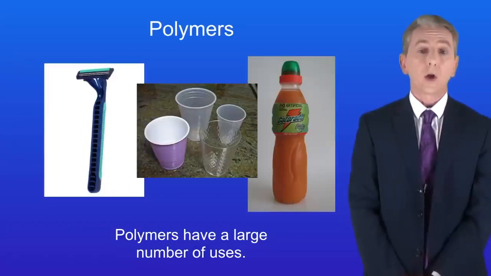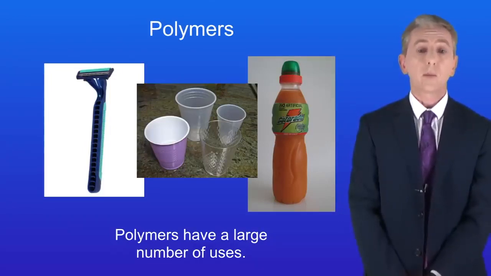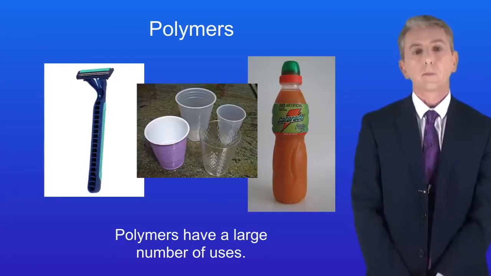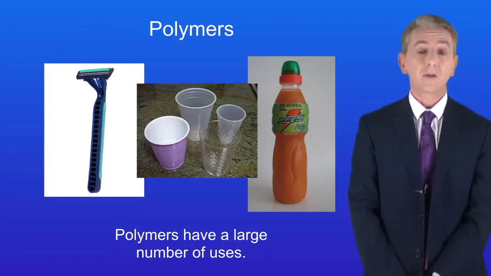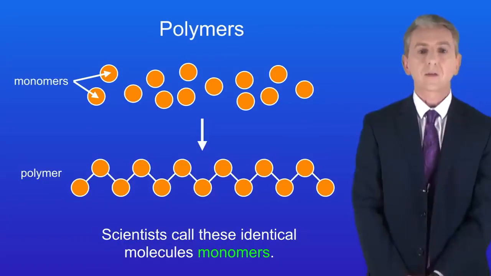Now, we started looking at polymers in an earlier video in the topic on bonding and structure. In this video and the next few videos, we're going to be looking at polymers in more detail. Polymers have a large number of uses, so let's start by looking at what's meant by a polymer. A polymer is made by joining together thousands of small identical molecules, and scientists call these identical molecules monomers.